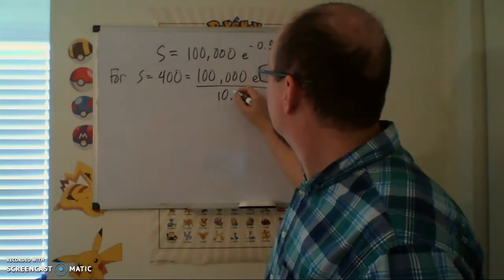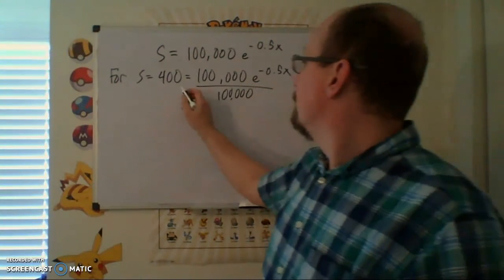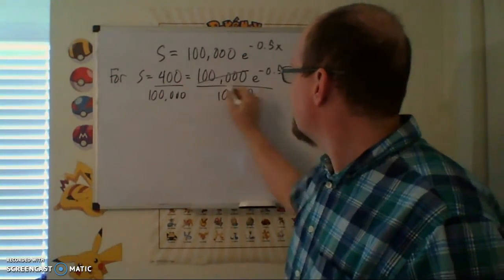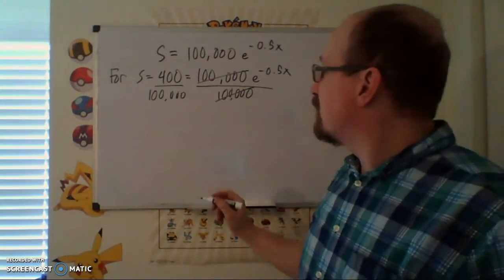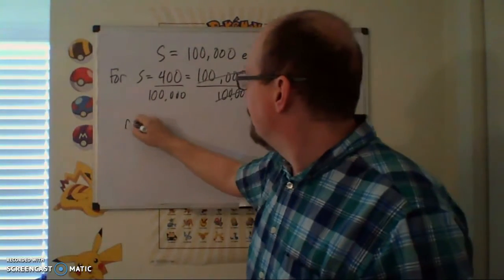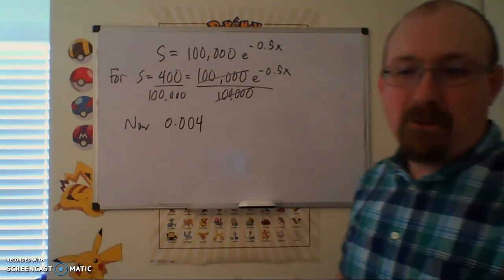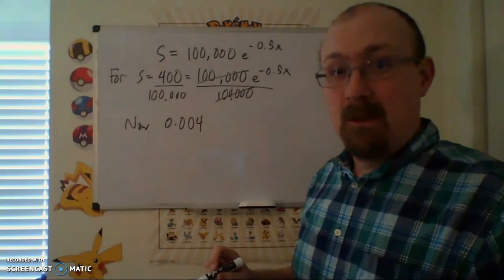Shabam. I left out a 0. 100,000 divided by, we're dividing both sides by 100,000. Okay. Those guys are gone. 400 divided by 100,000 would give me 0.004 if I'm doing my arithmetic right. Spoilers, I am.